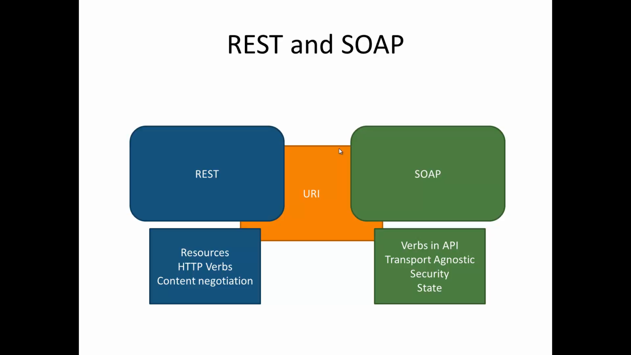What they have in common is they both use a URI. So if you want to access something, you use this URI. But in SOAP, we have the verb in the API or in the URI itself. So you would have something like get customers or change asset. Whereas in REST, you just have asset or customer, and the verb decides this get or update.